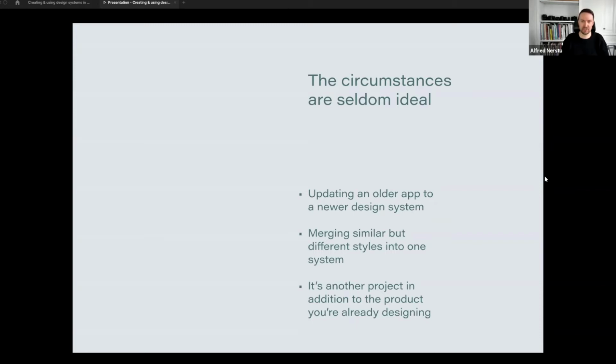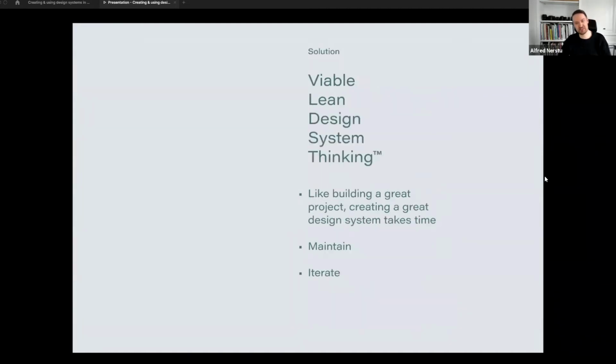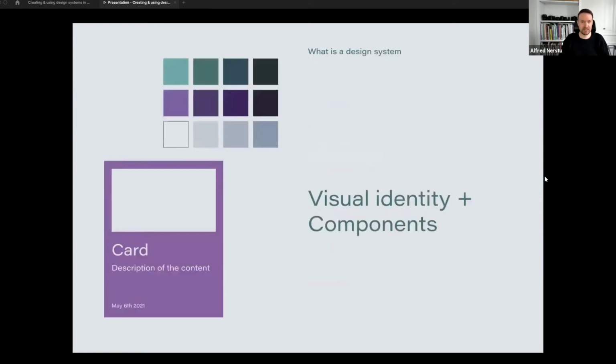So yeah, I don't think you should look at it as this holy grail thing. But I have the solution, which is the viable lean design system thinking. But I think building great products is sort of the same approach. It takes time. You have to iterate, and to make it really good, you have to maintain it over time. So I think it's a good approach to have.